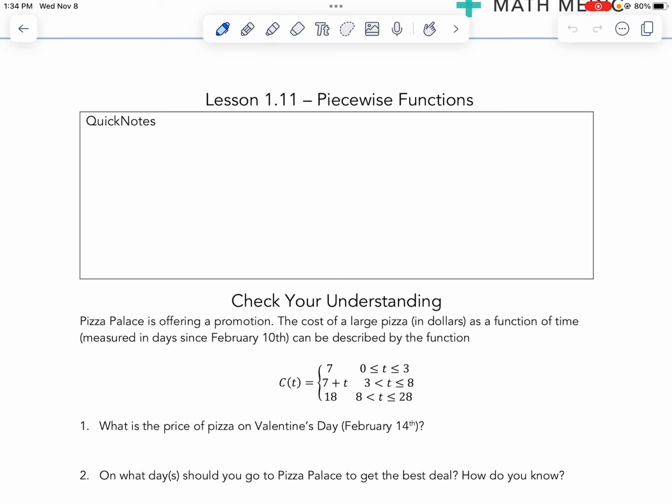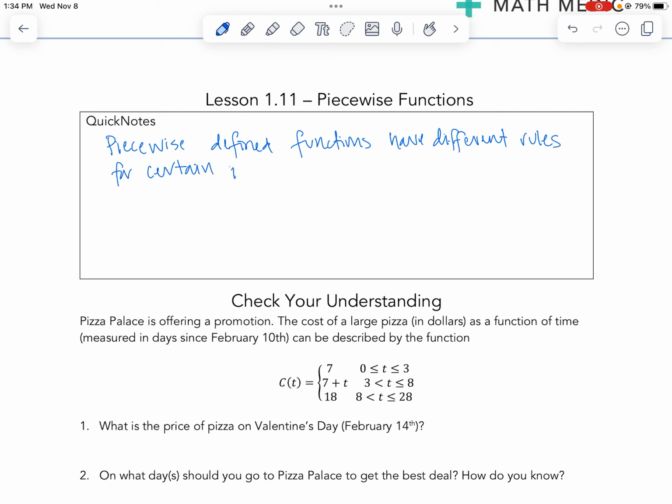So what I'd like you to know about piecewise functions is that piecewise defined functions have different rules for certain intervals. That means that their domain will be restricted to different pieces of the function. In other words, restricted domains for each piece.